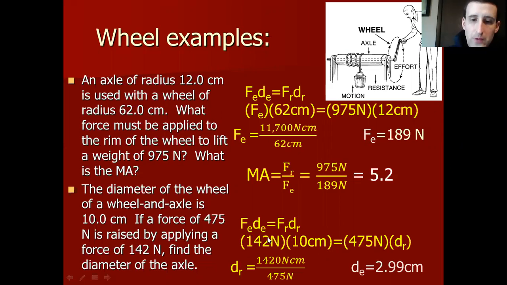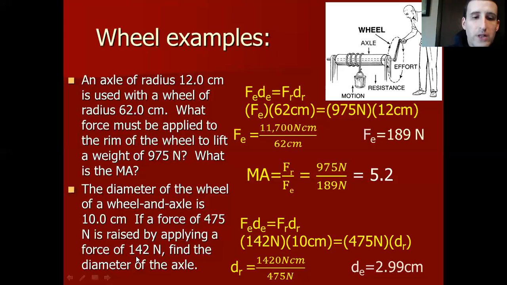So we multiply those together, we get 1420, we divide it by the 475, and we end up with a diameter of the axle of 2.99 centimeters. So that just demonstrates how important it is to make sure that you have the right force connected with the right distance going with that force. Again, very often you're going to be given three numbers, and they're going to fall pretty easily into either the F or the D category, but if you put the wrong distance with the wrong force, then when you divide out, you're going to end up with the wrong answer.